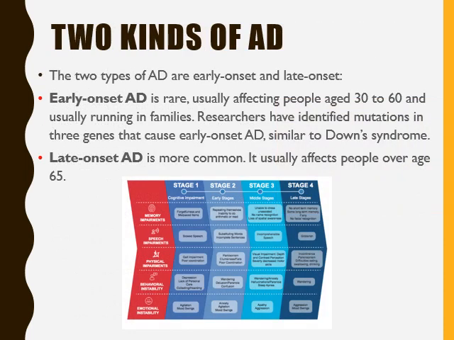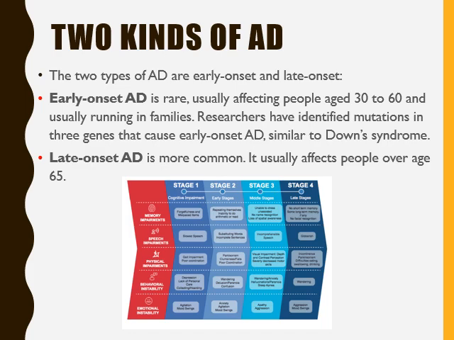So there's the early onset of Alzheimer's disease and there's the late onset. Early onset, of course, is when you see it happening to people getting forgetful in their 30s to their 60s, and then late onset, obviously, is when it happens to people who are over 65.